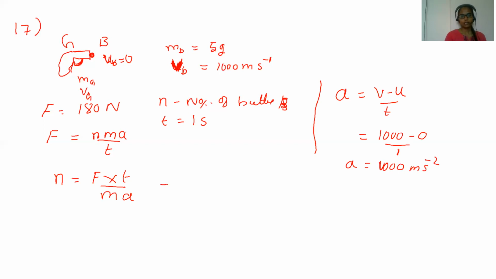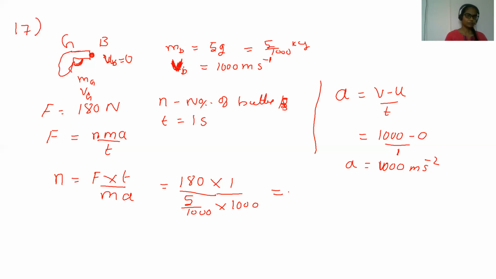So substitute this acceleration and force, everything. 180 Newton into time 1 second, divided by mass. How much is the mass? The mass of the bullet is 5 grams, given in grams. So just convert 5 grams; we can write it as 5 by 1000 kg. Understood, children? 5 by 1000 kg into acceleration, which is given as 1000 meters per second square. Now you simplify all the terms, you will get the answer.